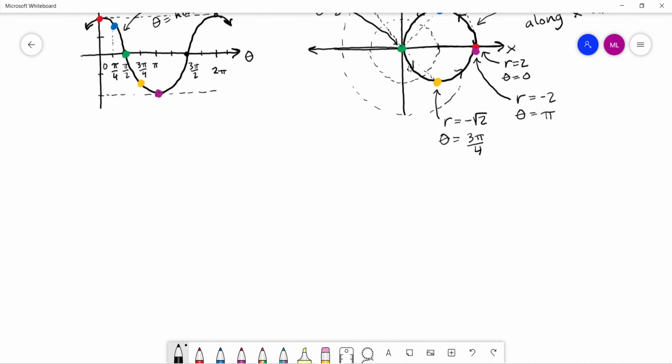Okay, so now that we've seen these curves, let's do some of that same calculus that we were doing before. I want to talk about, for example, tangents. And I want to do tangents on polar curves.